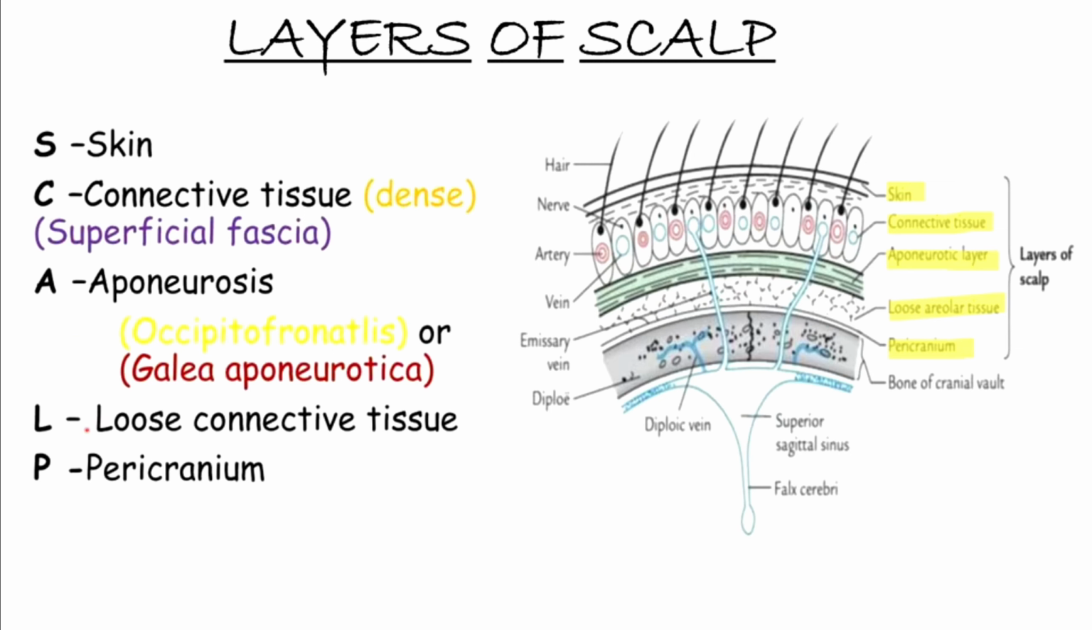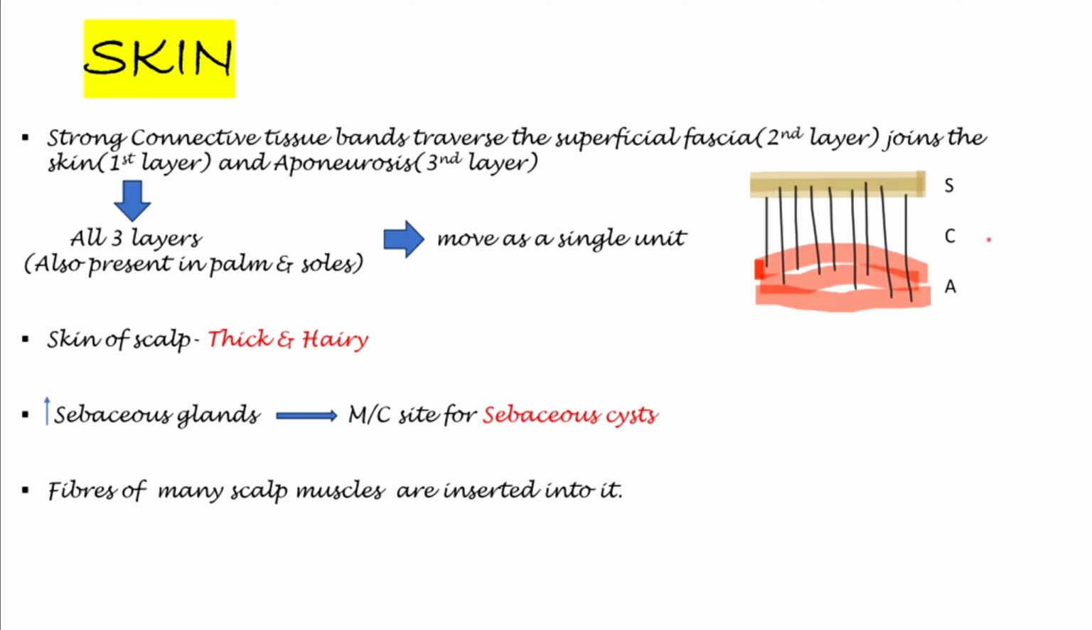The first layer is the skin. The second layer being the connective tissue, and the third layer is the aponeurosis. There are strong connective tissue bands that traverse the superficial fascia or the connective tissue, your second layer. They join the skin and the aponeurosis. So all these 3 layers move as a single unit. All these 3 layers are also present in your palm and soles.